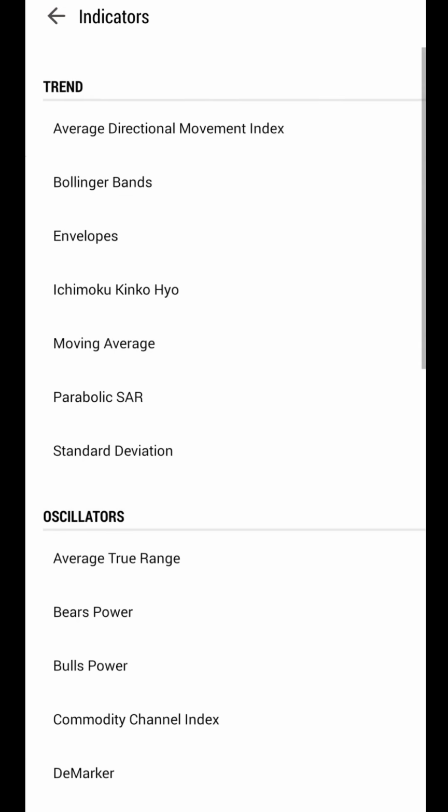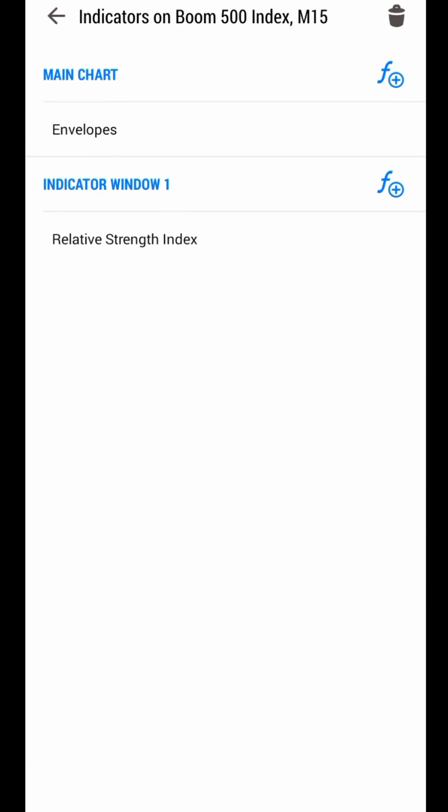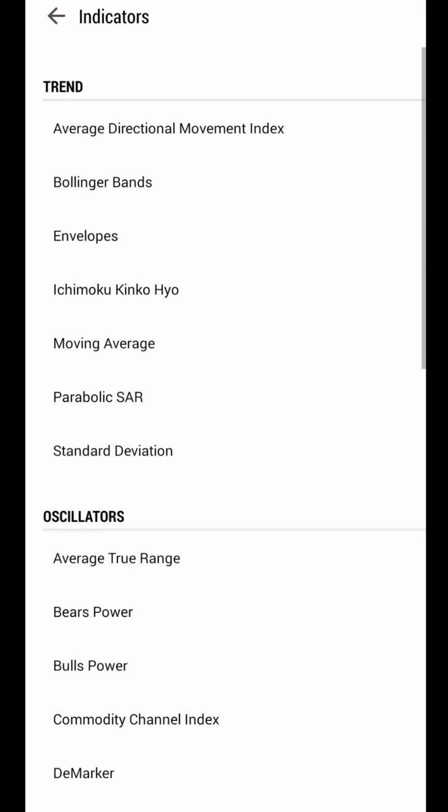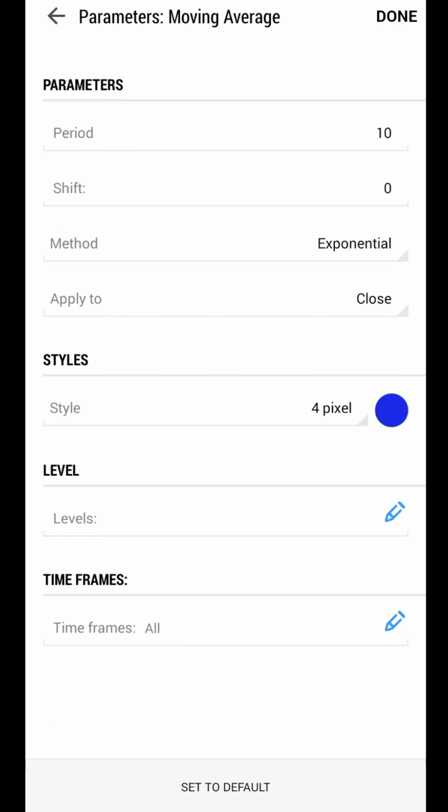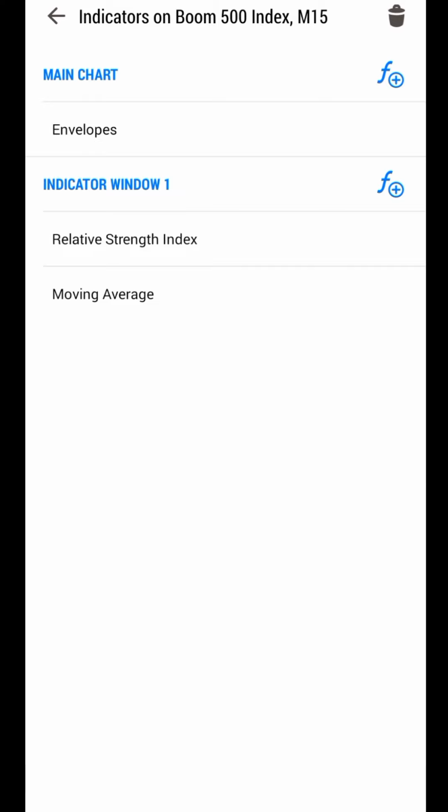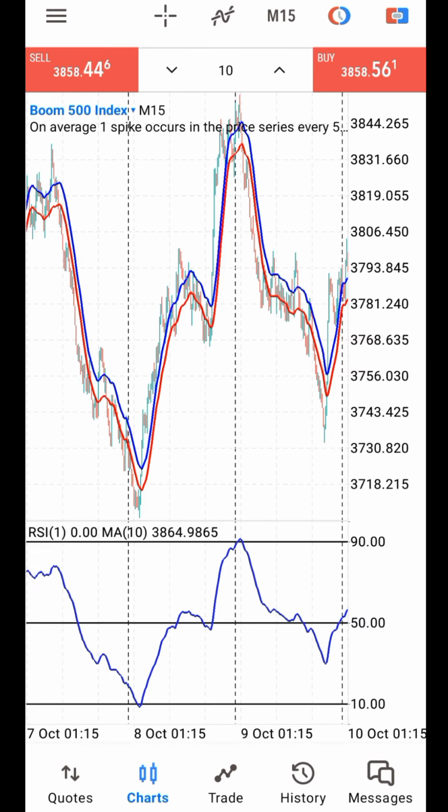The last one is the moving average. We are adding it to indicator window 1. Just click on the F plus, then click on the moving average. The period is 10, shift 0. Method is exponential, apply to close. You can use any color of your choice. After you have added those indicators, click on done. If you added it very well, you should see something like this.